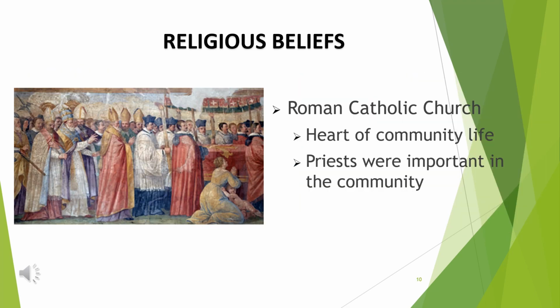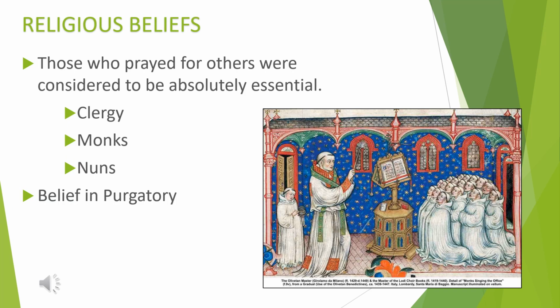The Roman Catholic Church was the prevailing church at the time. Their priests were very important to the community, and church was the heart of community life. Those who prayed for others were considered to be absolutely essential. Those people included the clergymen, the monks, and the nuns.